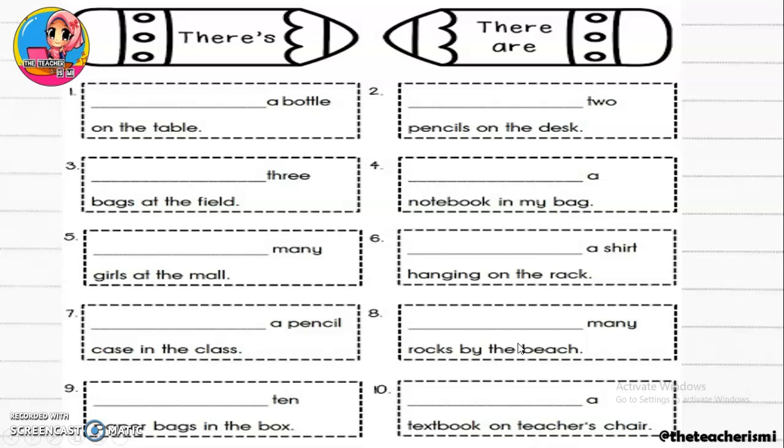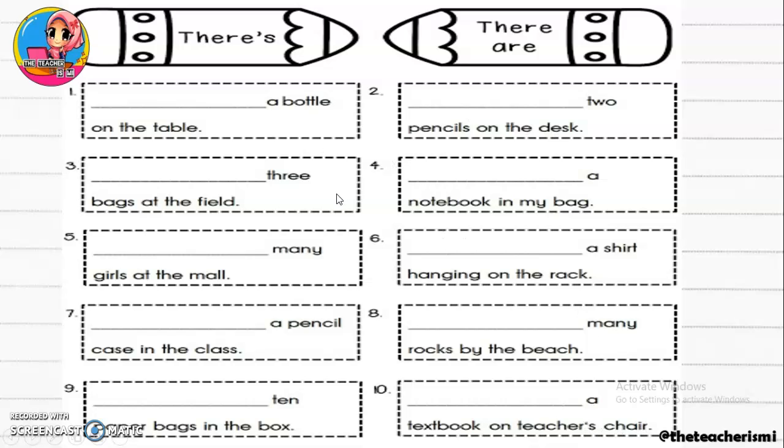Number eight, many rocks by the beach. Many, teacher dah terangkan tadi. Rocks, batu-batuan di tepi pantai. Beach itu pantai. Number nine, 10 paper bags in the box. I know you know what is 10, right? Okay, paper bags ni bag kertas di dalam box. What is box? Good, box tu kotak. And the last one, number 10, a textbook on teacher's chair. Textbook, buku teks di atas kerusi teacher.